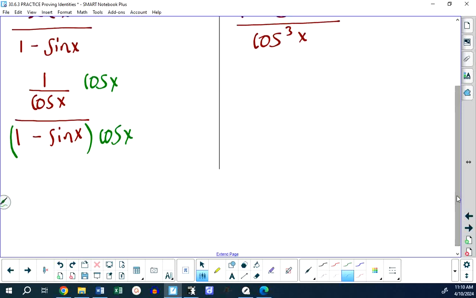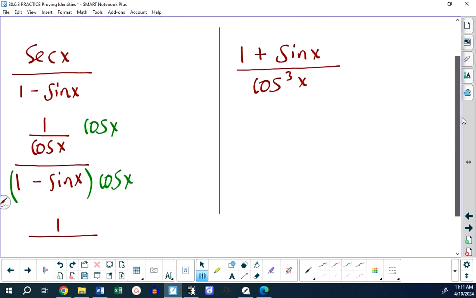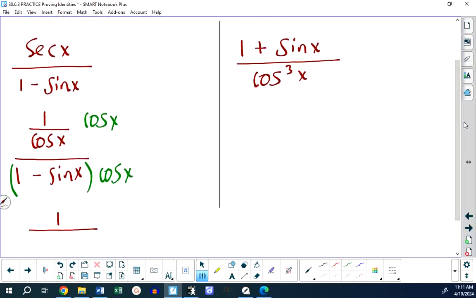Now, on the top we get 1. On the bottom, we have 1 minus sine x times cos of x. And I'm about to explain some Math 20 to you, just some math algebra skills with regards to rational expressions. Combined with this, is there a 1 minus sine x on the bottom of the left-hand side? Yes. Is there a 1 minus sine x on the bottom of the other side? No.